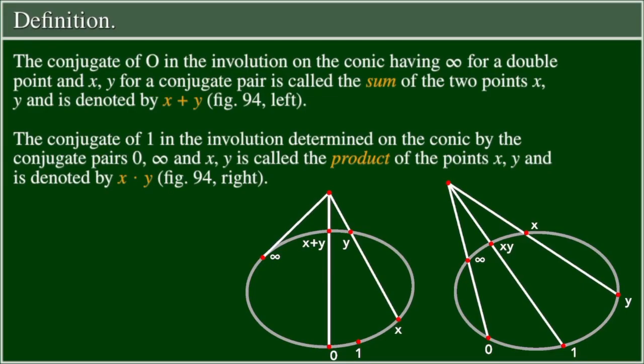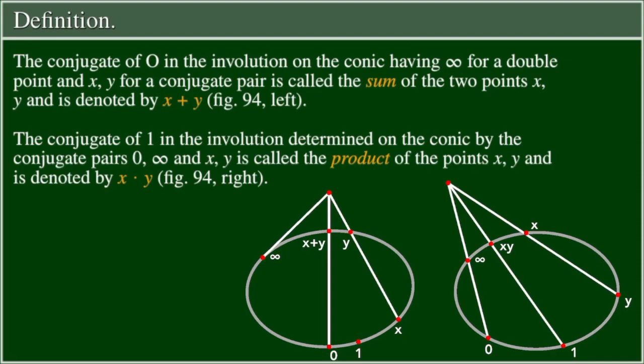Definition: the conjugate of 0 in the involution on the conic having infinity for a double point and x, y for a conjugate pair is called the sum of the two points x, y and is denoted by x plus y, figure 94 left. The conjugate of 1 in the involution determined on the conic by the conjugate pairs 0, infinity, and x, y is called the product of the points x, y and is denoted by x dot y.